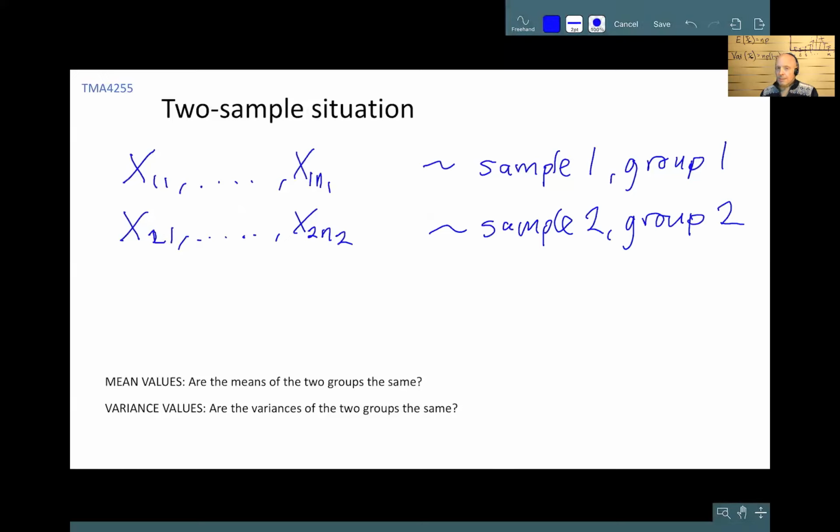And we would be interested in testing if these two samples have the same mean or if they have the same variance. And at the end, we will also get to some proportion data. So then the interesting thing to look at is the probabilities. Are the probabilities of success in these two samples the same, or are they different?